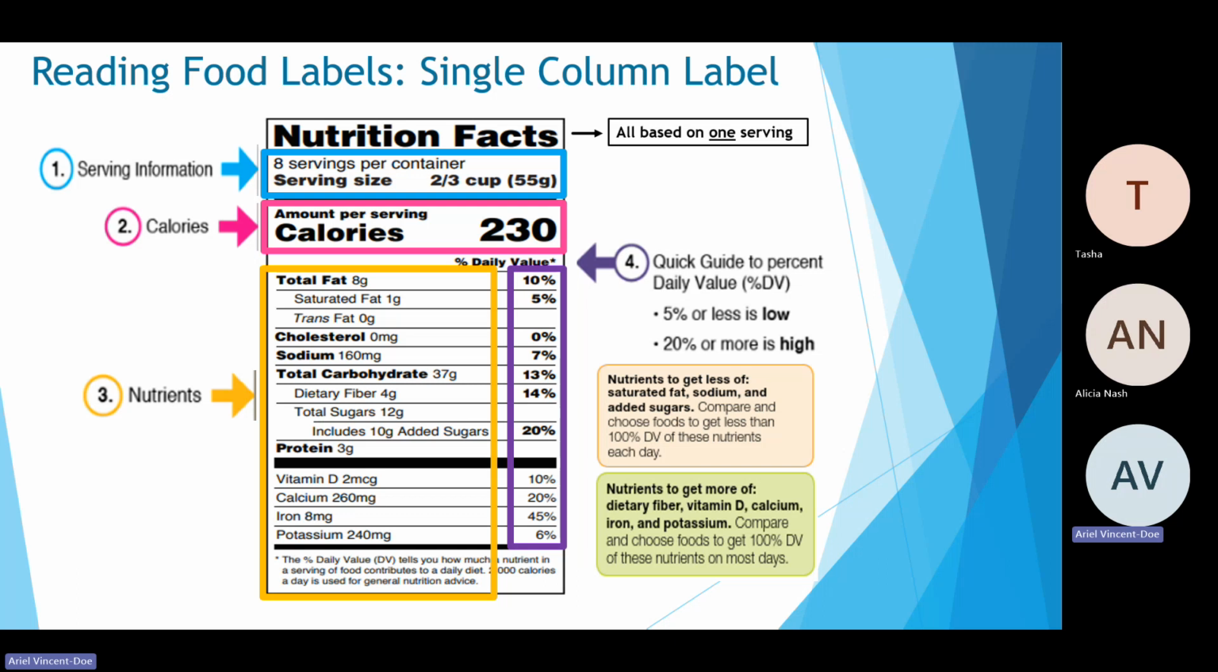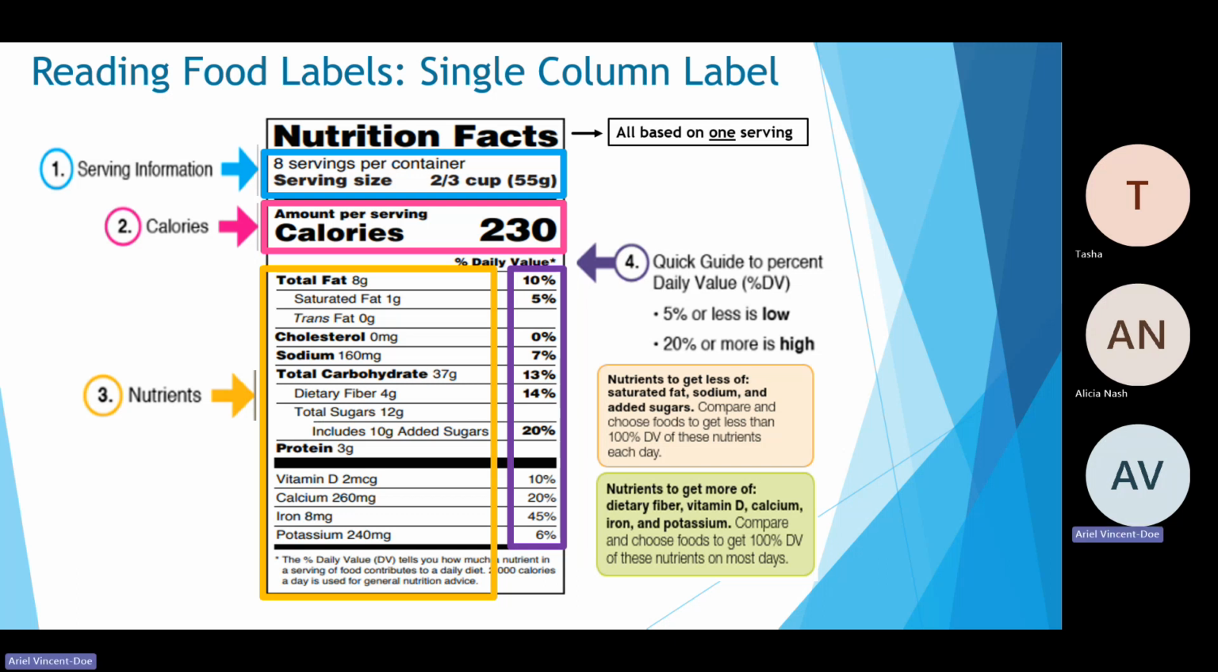That percent daily value is just a quick guide to help you decide if this is an item that has a lot of those 3 things that we want you to get less of, those 3 nutrients, which include saturated fat, sodium, and added sugars. It's a quick way to look and see, hey, this is high or this is low, and that can help you make an informed decision if you want to purchase that item.